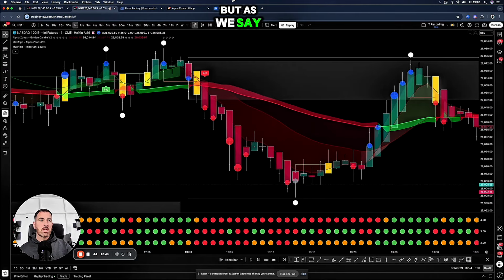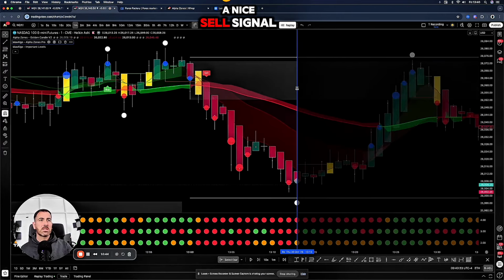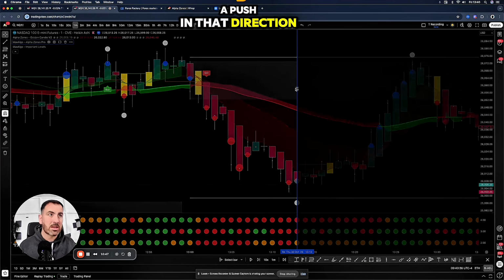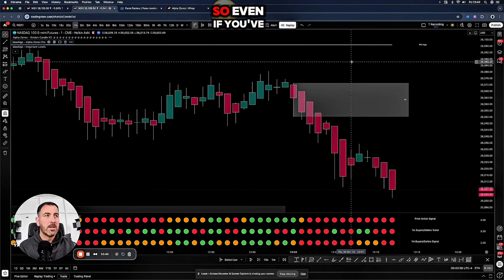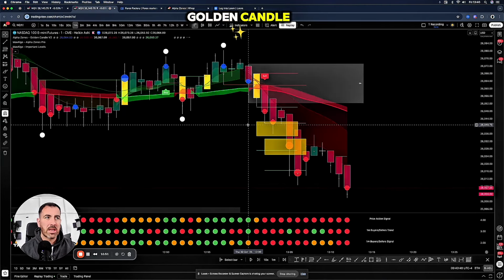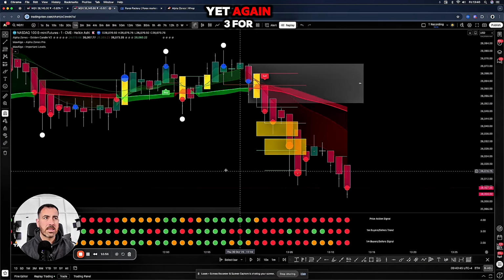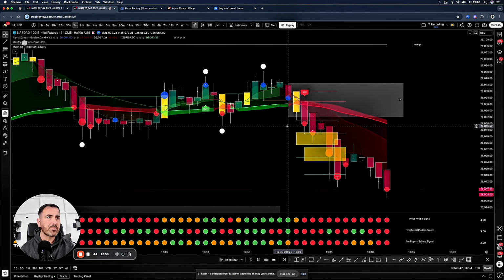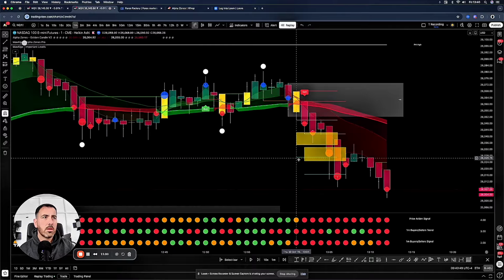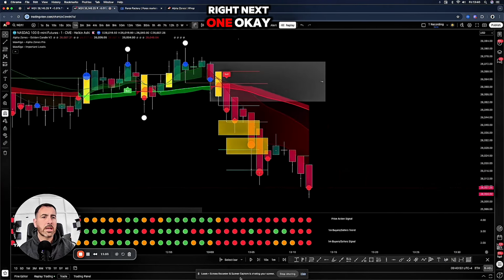But as we say, what do we get? Which we often find straight after it, a nice sell signal there to give us a push in that direction. We've now got bearish volume as well. So even if you've held out on that golden candle, which would have been sensible, you've now got your sell signal, and bang, yet again, 3 for 1. There we go. Right, next one. Okay.